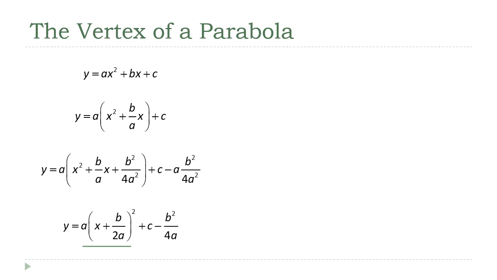A is positive, and when I square something, it's positive. So that's going to be a positive number, and the smallest non-negative number available to me is 0. So that vertex is going to occur when the thing inside the parentheses, that x plus b over 2a, is equal to 0. And if I solve this equation, I get my formula. X equals negative b over 2a.